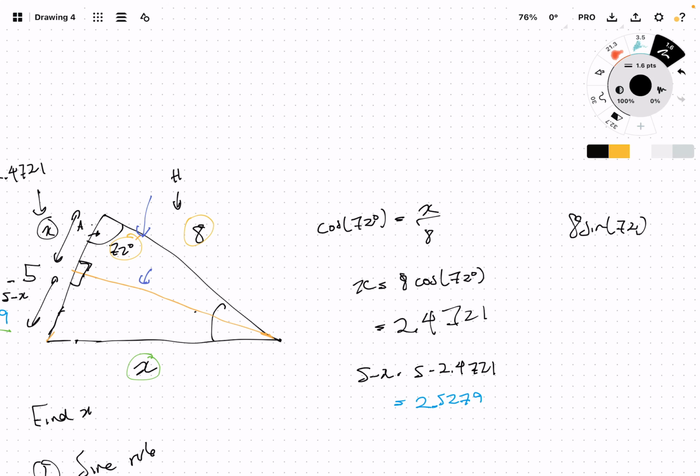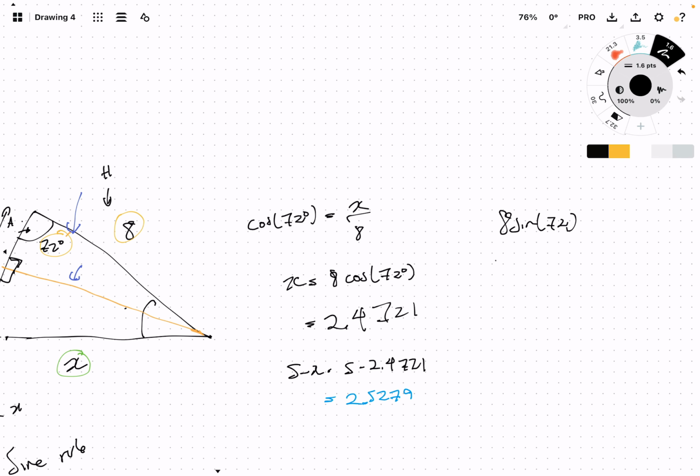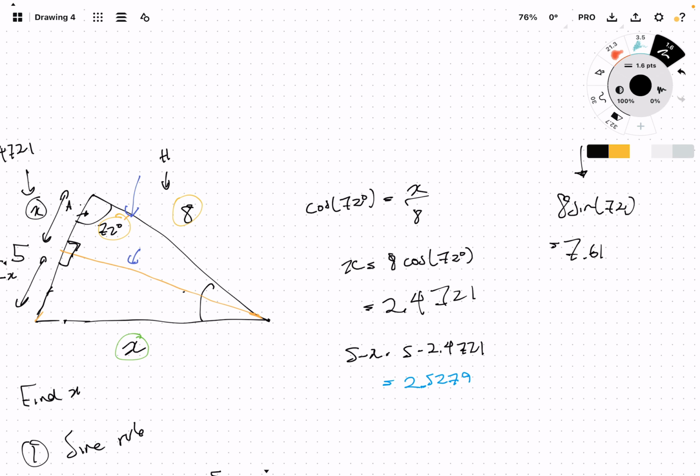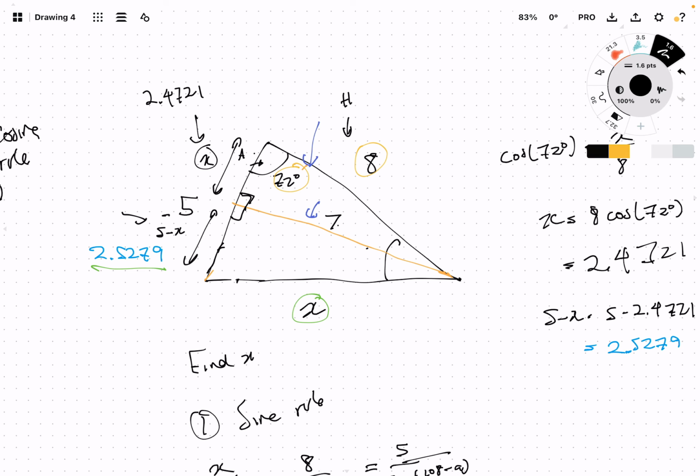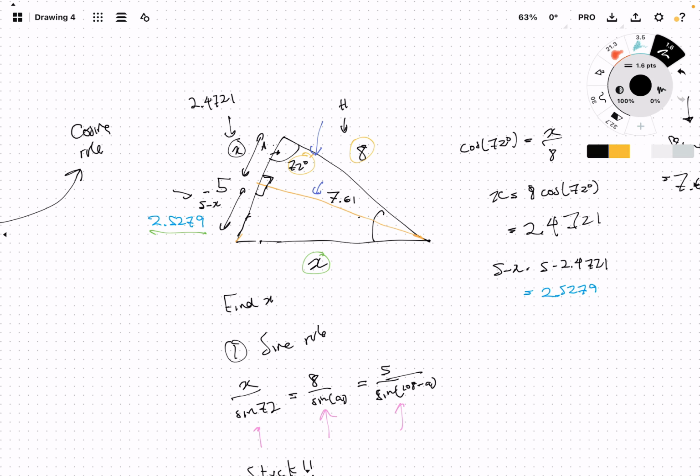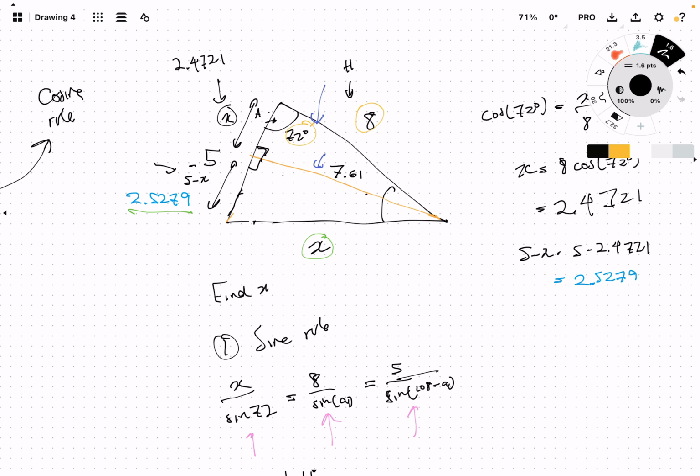If you solve for this, you'll get 7.61. Again, I rushed this step here, but it's basic trig. You should do this and figure this out. This is 7.61. And then now you have two sides of a right triangle. So how can we find x? Well, you use Pythag.